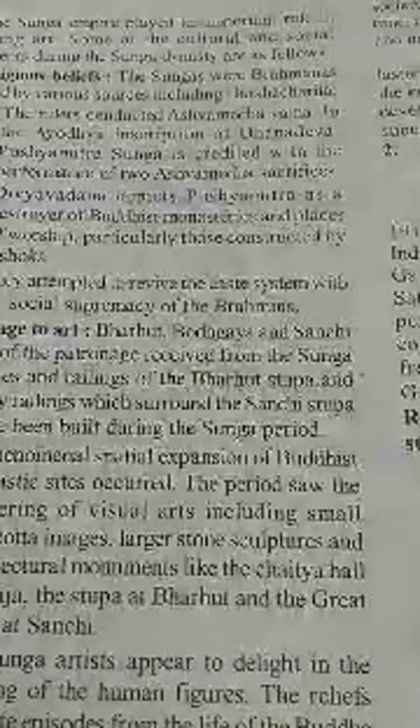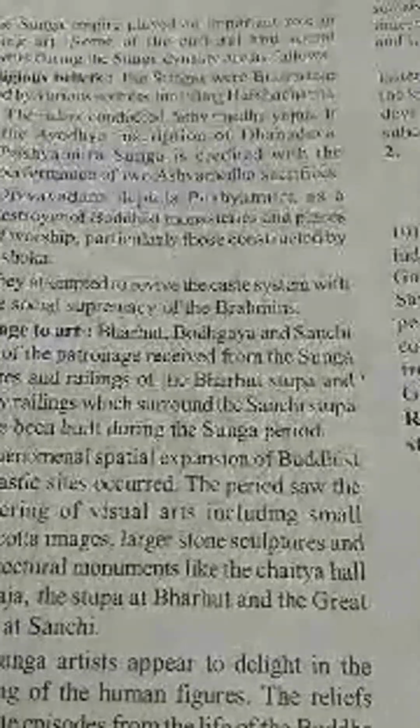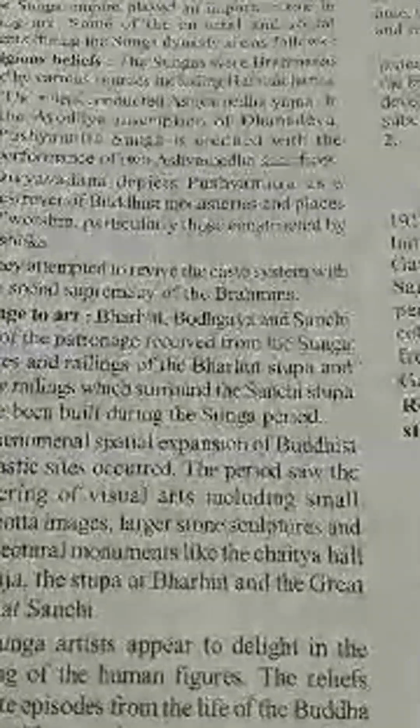The period saw the flowering of visual arts, including small terracotta images, larger stone sculpture, and architectural monuments like the Chaitya Hall, the Stupa at Bharhut, and the Great Stupa at Sanchi.